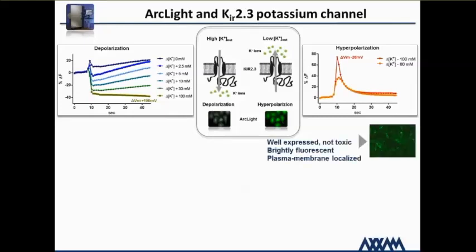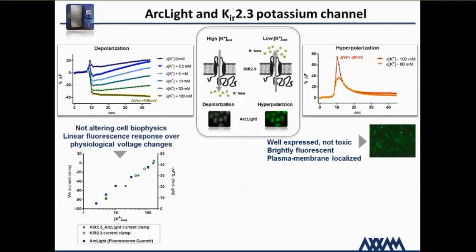The ArcLight cells observed at the microscope showed bright, homogeneous, and plasma membrane localized fluorescence with no apparent toxicity effects. In current clamp experiments, here depicted in green, you can see that the ArcLight expression didn't alter the biophysics of the Kir2.3 cell line. Also, the fluorescence changes of ArcLight, here depicted in blue, are linear over physiological ranges of voltage changes induced by changes in potassium concentration.